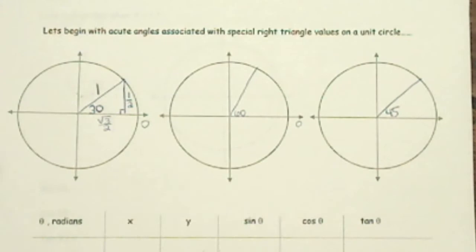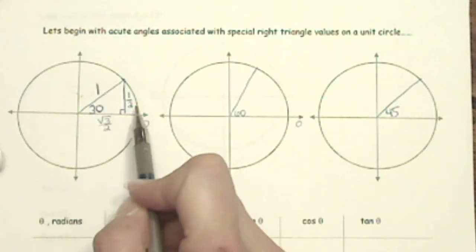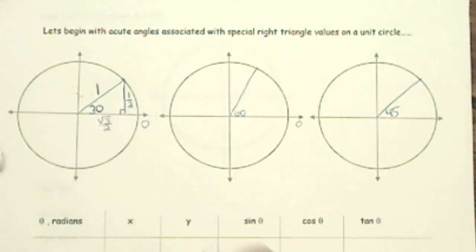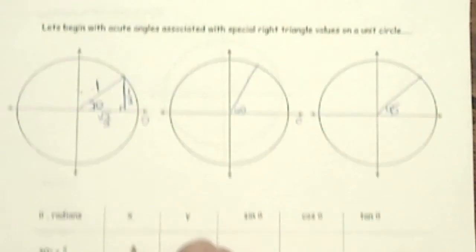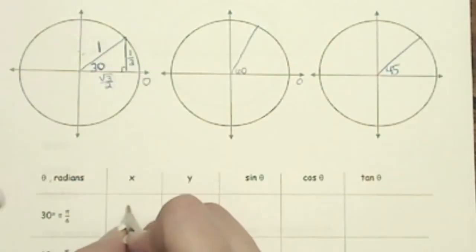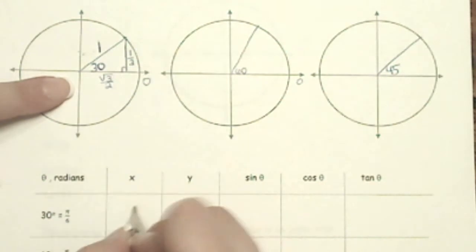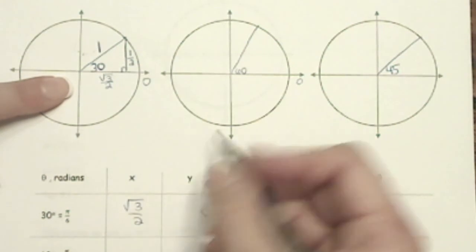Okay, because we're in quadrant 1, both the x-coordinate and the y-coordinate are positive. So our values of x and y for this triangle are positive square root of 3 over 2 and positive 1/2.